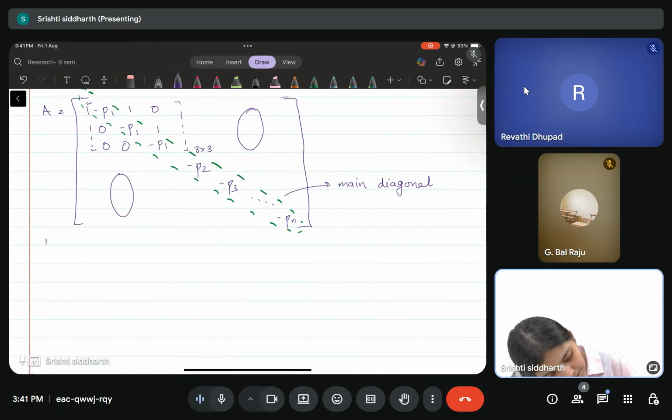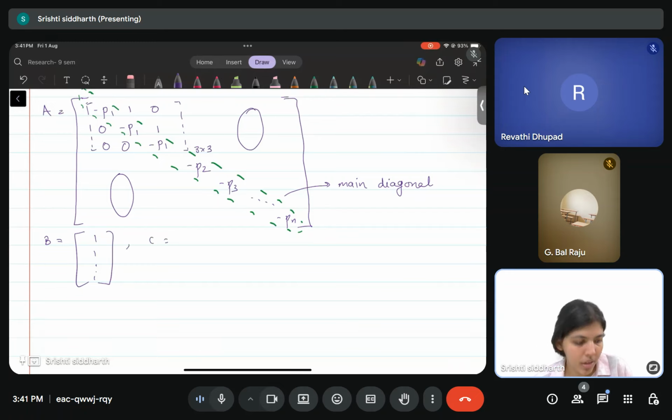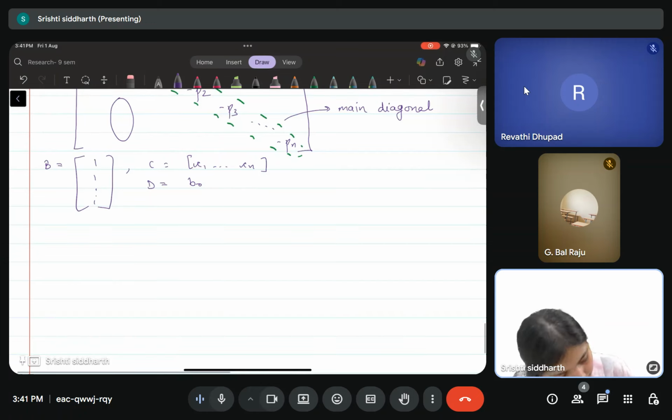The B vector remains the same, it's simply 1, 1, 1. C is going to be c1 till cn. And again, D is going to be b0, and it's going to be 0 for strictly proper. Okay. So let's look at an example.